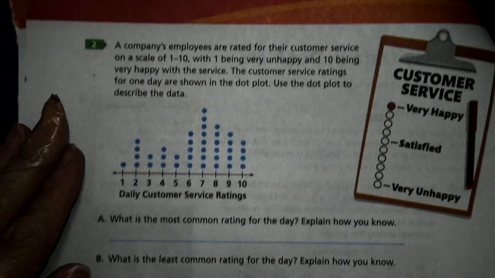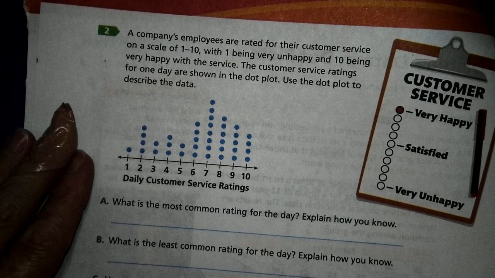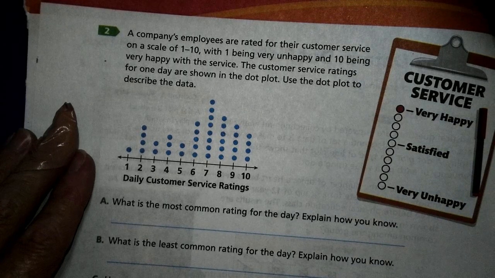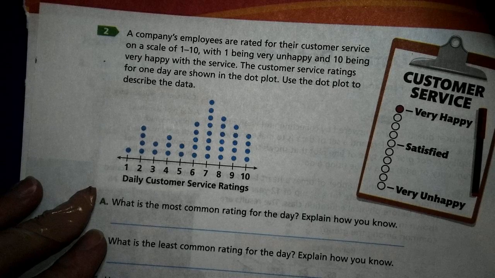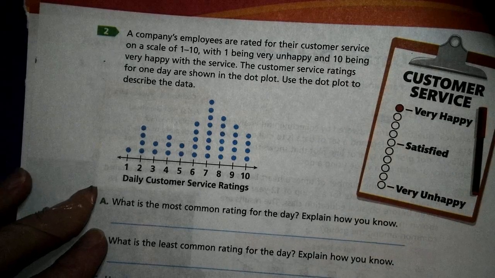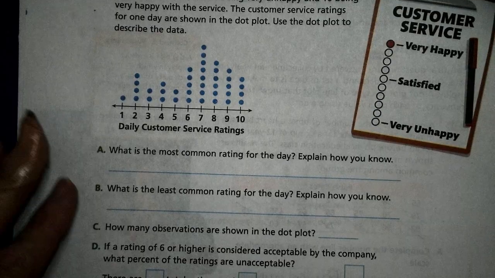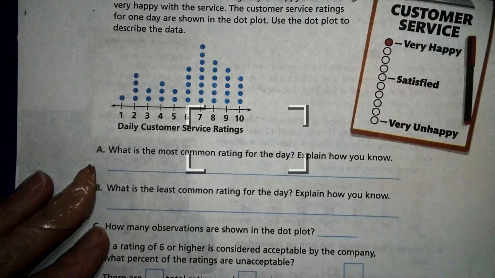Number 2. A company's employees are rated for their customer service on a scale of 1 to 10, with 1 being unhappy and 10 being very happy with the service. The customer service ratings for one day are shown in the dot plot. Use the dot plot to describe the data. So hopefully you can see that 7 occurs the most.